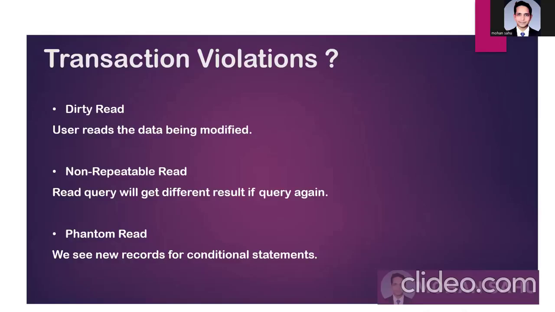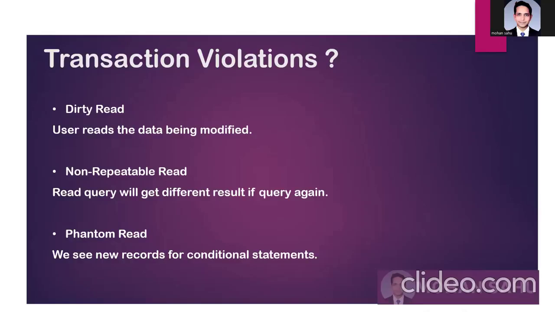For example, transaction A reads a data item and the value is 10. After some time, transaction B modifies the data from value 10 to 20. And again, if transaction A reads the data, it will not get the value 10 because it has been modified. It will get the value 20. It is not the same as before. So this is called non-repeatable read, where you are not getting the same data when you try to read again.